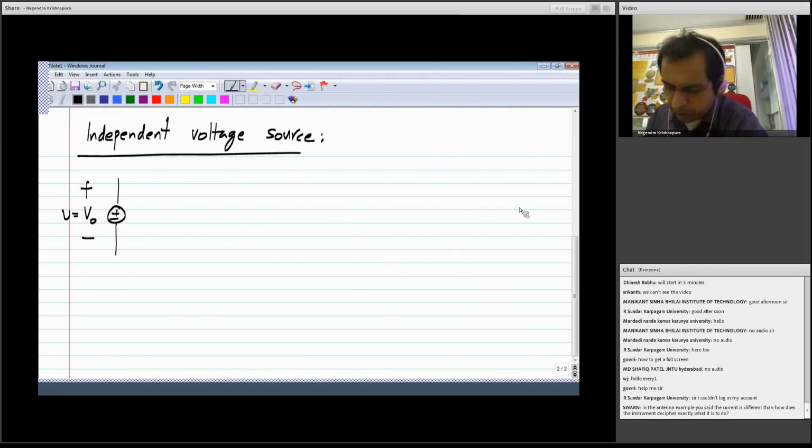Okay, so this has two terminals, and what this is saying is that the voltage source will maintain a voltage of V0 between this terminal and that terminal.